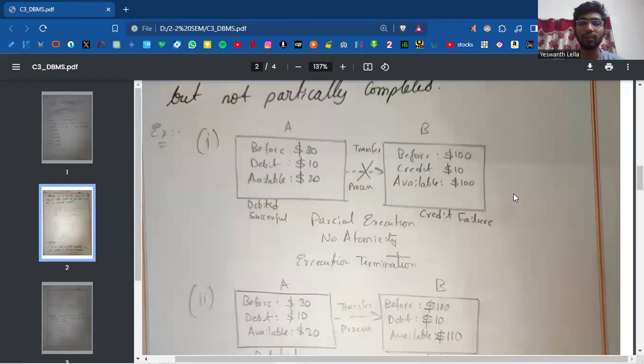Let's take a money transaction between two accounts, account A and account B. Before the transaction, A has $30. After the transaction, it has $20. Debited money is $10. But in account B, the available money is not increased. As we can see in this example, the available money in B is not updated. This is a failed process, so this will be terminated. This is a partial execution, not atomicity. Execution termination.